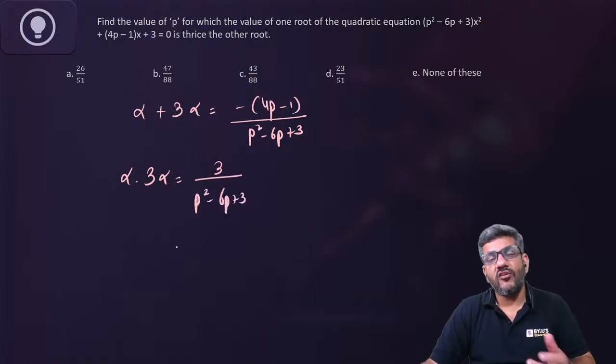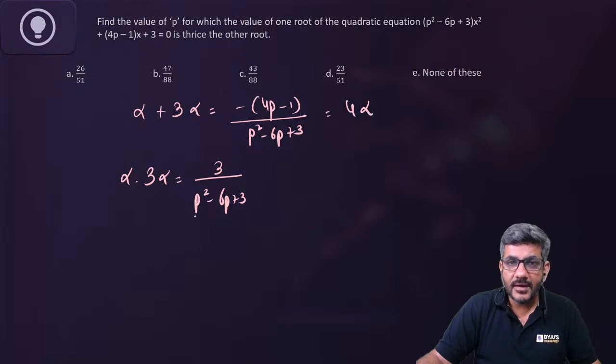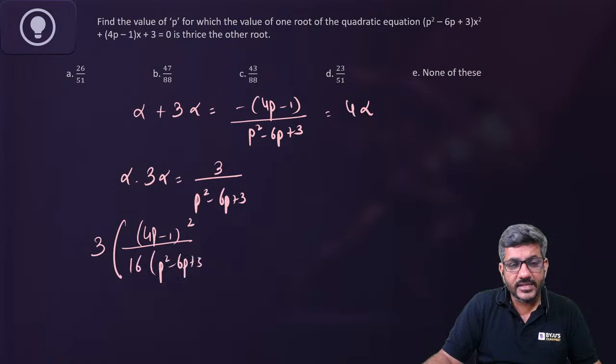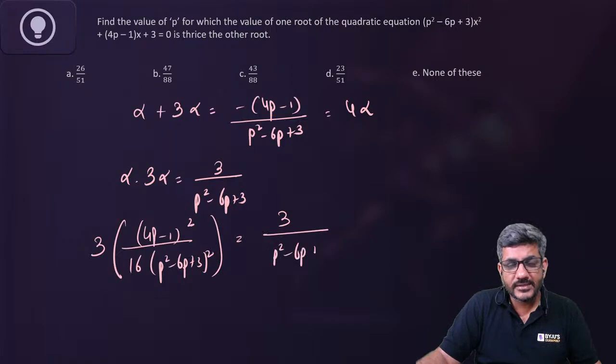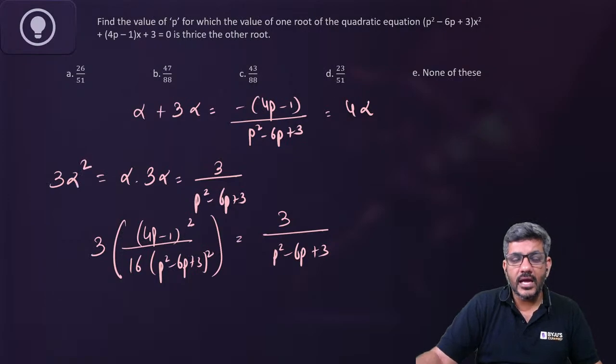I had to calculate the value of p. That means I have to eliminate alpha. Now this value was equal to 4 alpha. If I put the value of alpha from here in the second equation, I'll get my answer probably. So take this 4 on that side and square it. So 3 into alpha square. What is alpha square? It is (4p minus 1) whole square divided by 4 square into (p square minus 6p plus 3) whole square. It is equal to 3 by (p square minus 6p plus 3). It was equal to 3 alpha square. I took alpha from here and put it here.